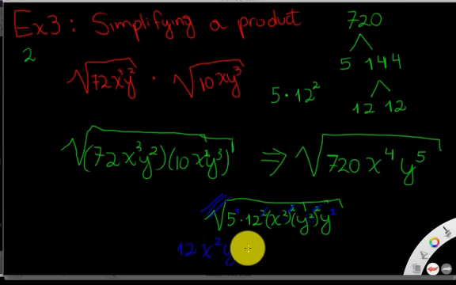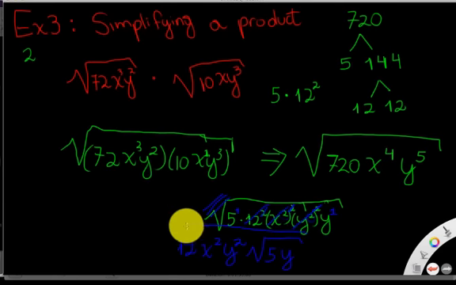So let's take a look at who actually stayed inside. This 12 came out, this x squared came out, this y squared came out, so inside we have 5 to the first power and y to the first power. So that's actually my simplified answer.